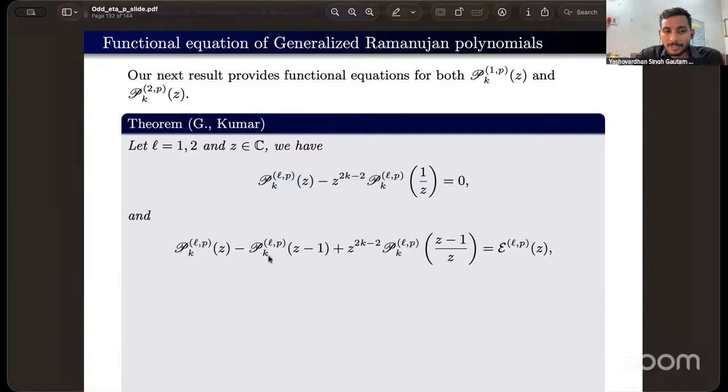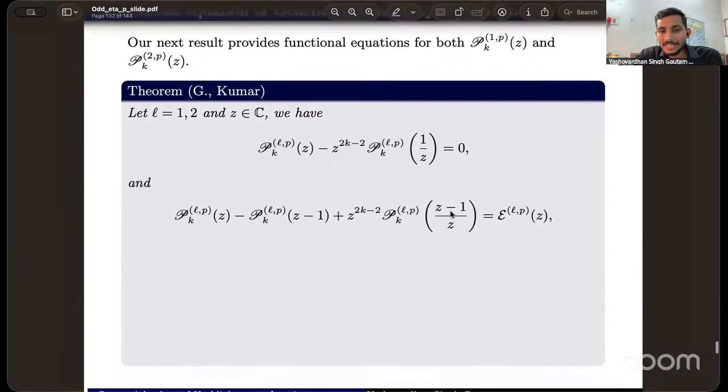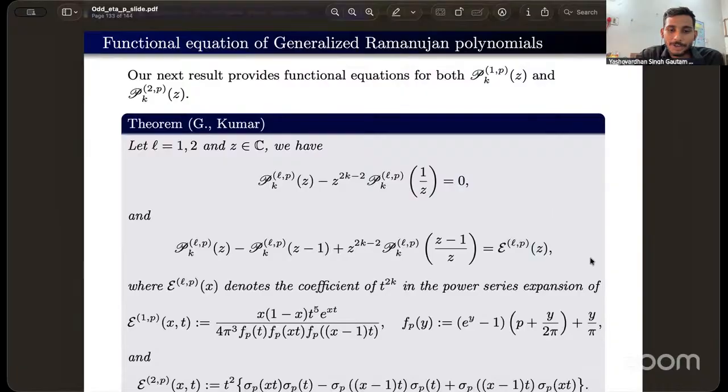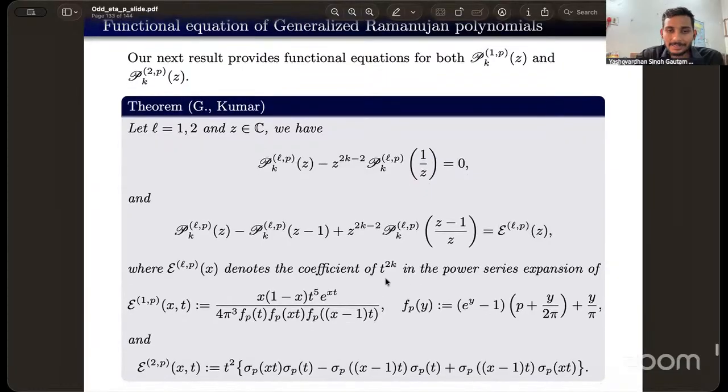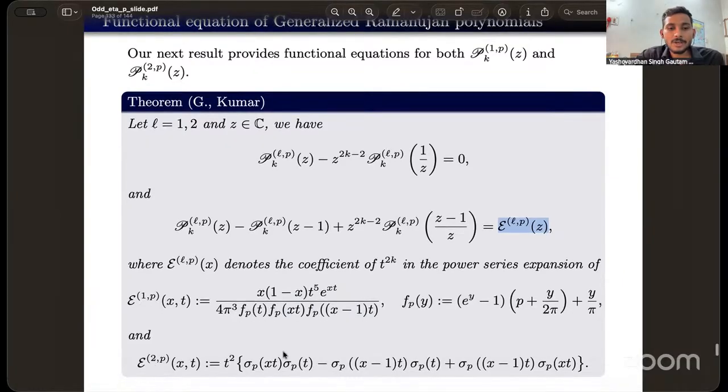If we think about the three-term functional equation, it will not be exactly 0, but it will give us some error term. What is that error term? For L equal to 1, we have this error term, more precisely the t to the power 2k coefficient of this function, whose denominator depends on p. If p tends to infinity, this error term becomes 0. Similarly, for L equal to 2, where we have Bernoulli numbers of the second type, we take the t to the power 2k coefficient of this function, and as p tends to infinity, this also becomes 0. This is for now.